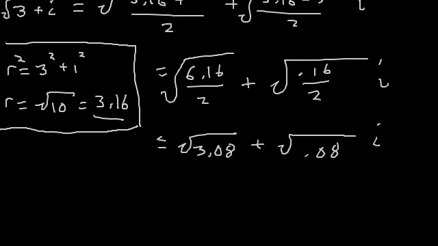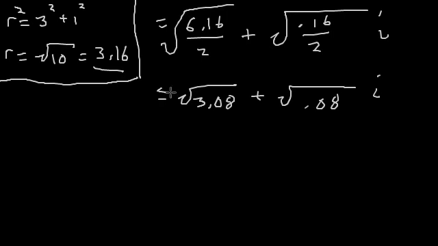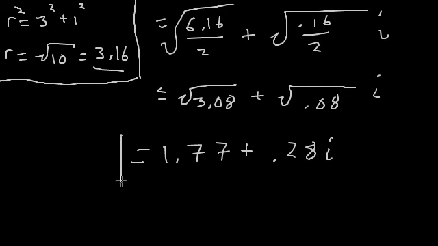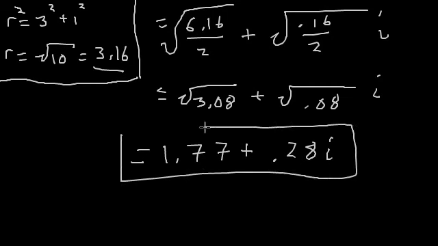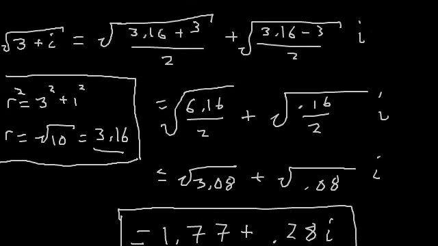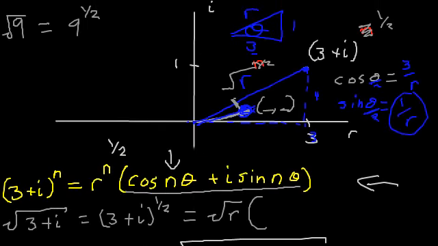And then we go through, and you can simply plug in 3.08 into your calculator and take the square root. It ends up being 1.77 plus, and then take the square root of 0.08, which is 0.28 i. Okay, and that's it. That's your final answer. 1.77 and 0.28.